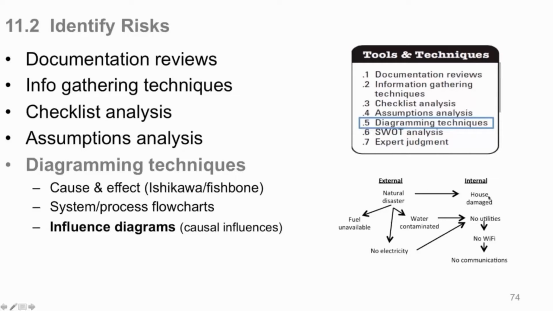Well, over here, your house may be damaged somehow. You have no utilities because of all this over here. You have no Wi-Fi, for example. So you have no communications. That's what a causal influence diagram is. And you can do this with risk.